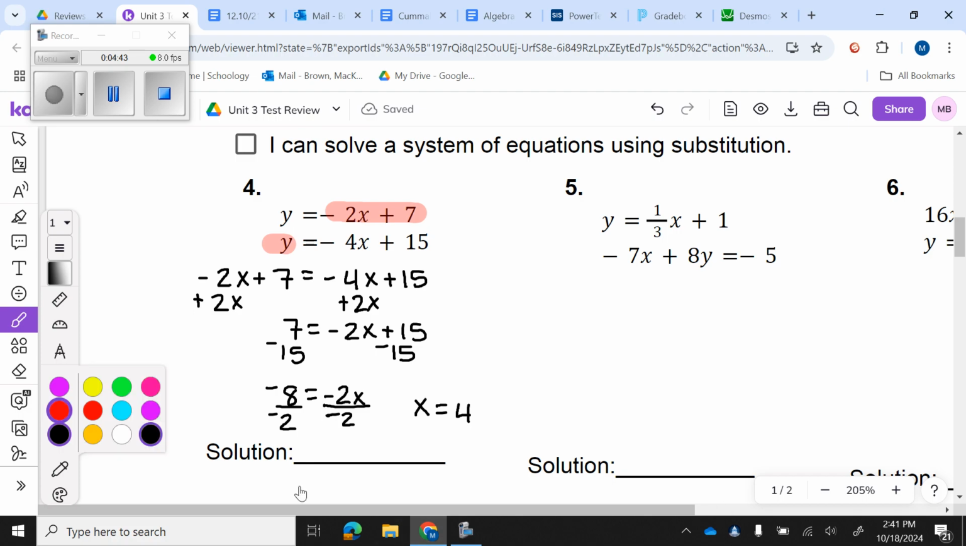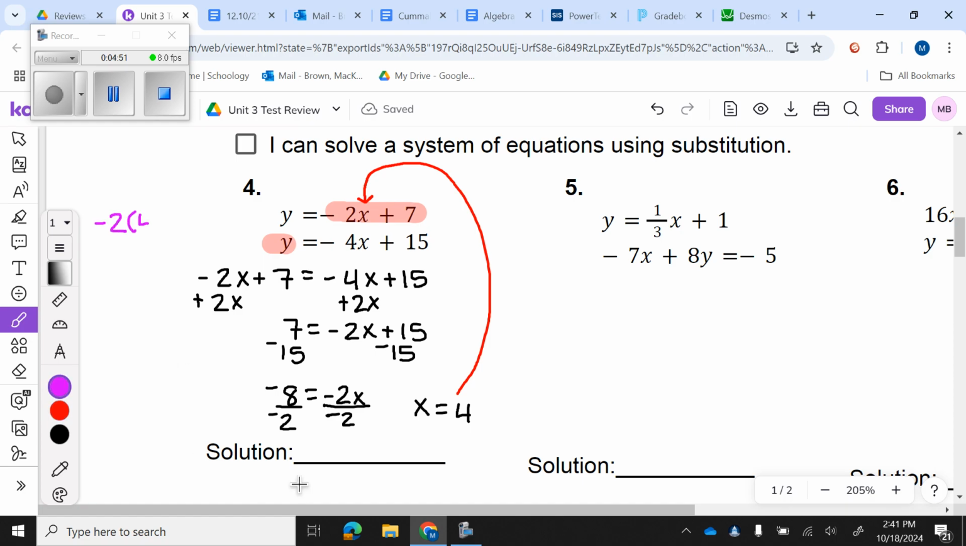Okay? But I need an x and a y, so this 4 is going to be substituted back in right here for that x. So in my calculator, I'm going to do negative 2 parentheses 4 plus 7. When I put that in my calculator, you're going to get a negative 1. Remember, you need to write your answer as an ordered pair, so I'm going to have 4 comma negative 1.